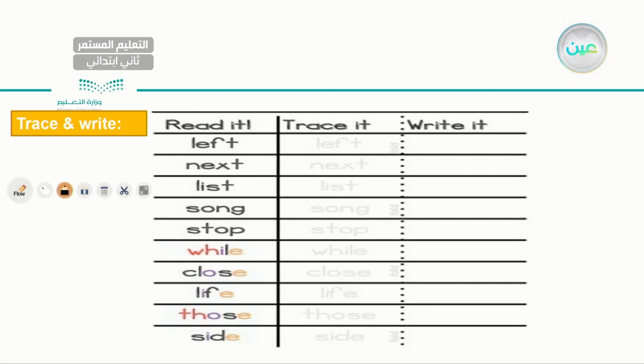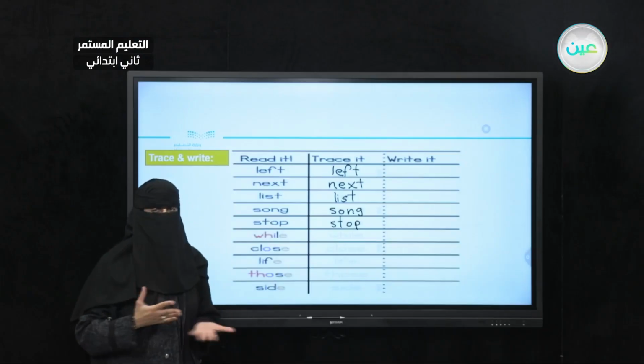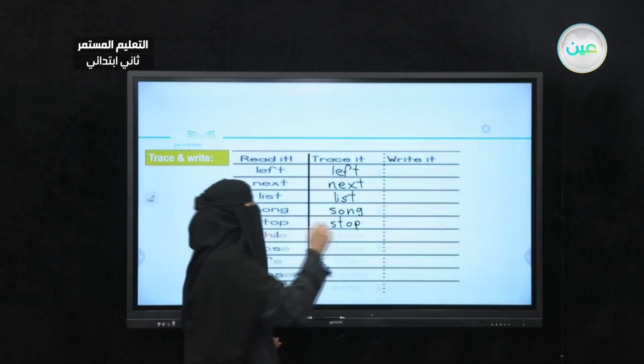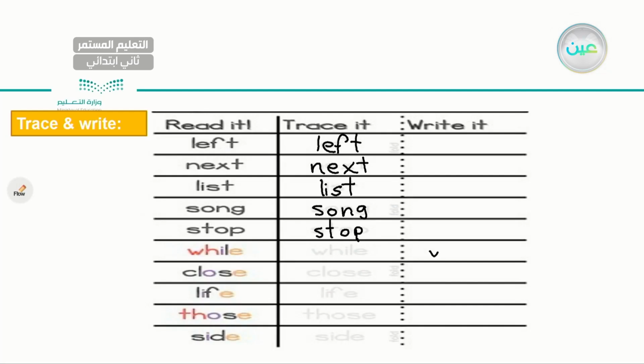Okay? Trace is like just following the dots. Left. Very good. Next. Very good. Next one I have lest. Song. Stop. And you can do the same for the remaining words. Now I need you to write the words. No tracing now. You are doing it on your own. Let's do it for the remaining words.